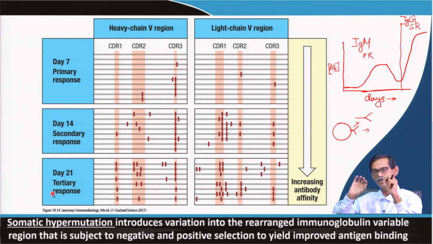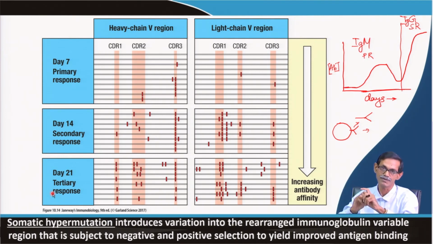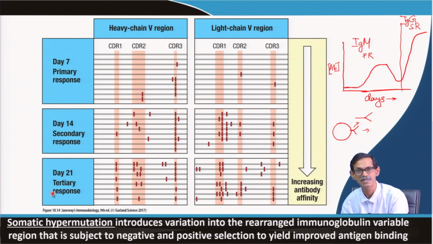Normally, this hypermutation is not very common, it is happening only in B lymphocytes. Fortunately, it is not happening in T lymphocytes. Why? I can't tell you exactly why, but I can tell you how it is advantageous that somatic hypermutation is absent in T cell receptor diversity. So, it is advantageous in this way.